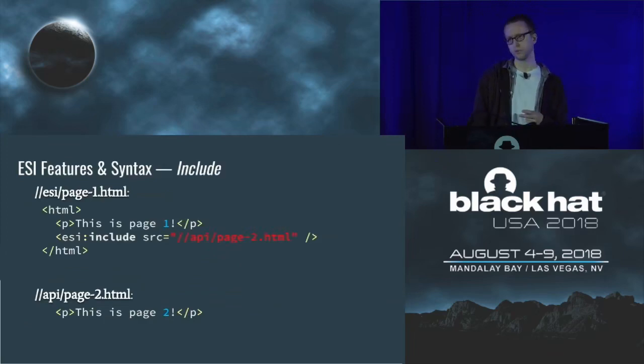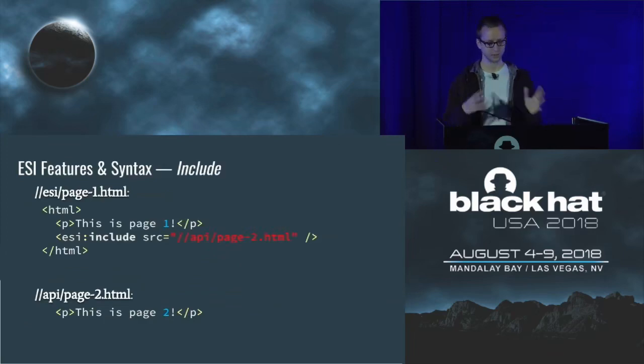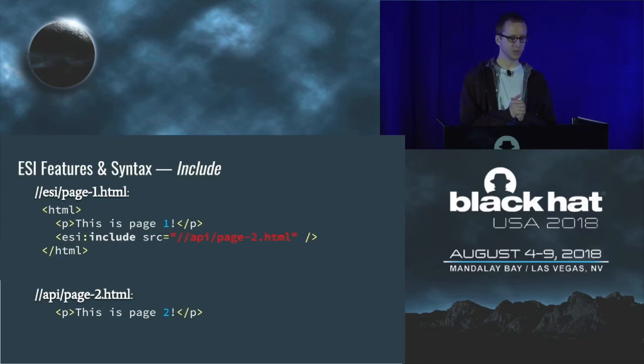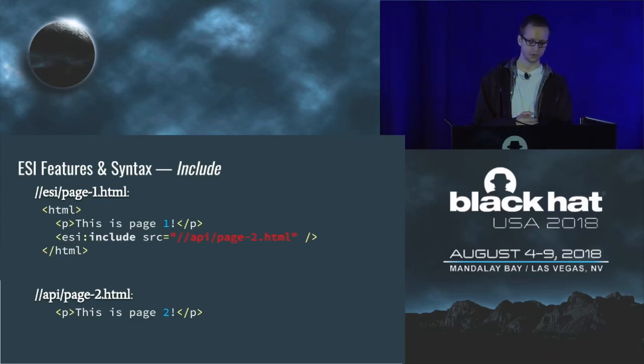We'll see two features before talking about exploitation, just because it's a bit obscure right now. The first one is ESI includes. Here you have a very brief example: you have two pages sitting on two different servers, page1.html and page2.html. You can see in page 1, you have an ESI include pointing to page2.html.